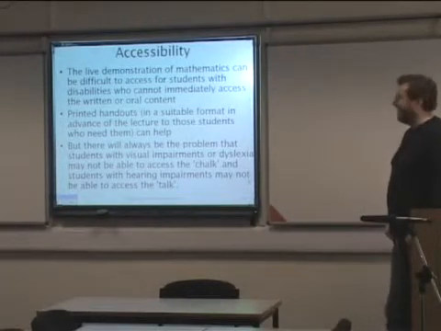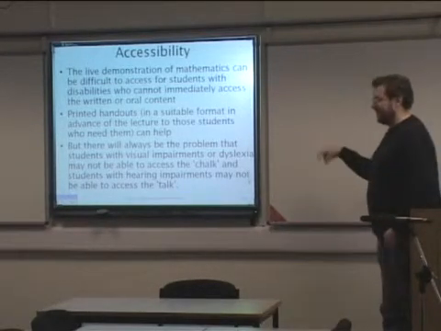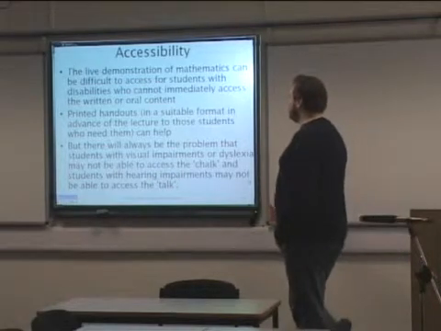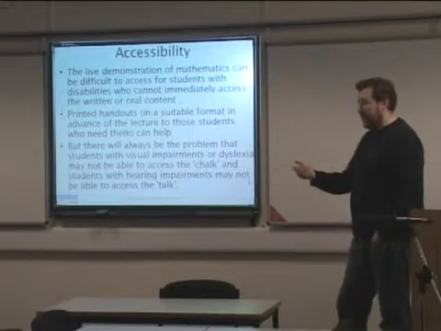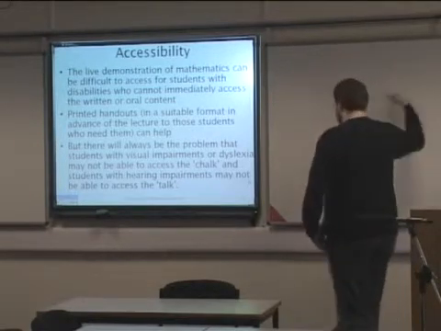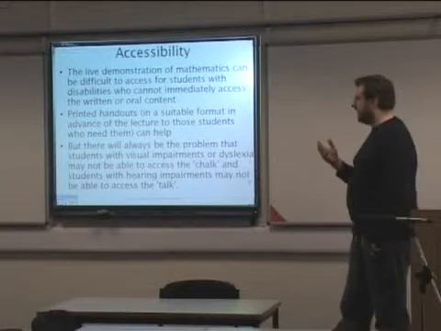Accessibility. I was going to say I've got one slide on accessibility, I think there's another one in a bit. So, the live demonstration of mathematics is awful for accessibility. Because if you can't see the board or you can't hear me, or you're lip reading me and I keep turning to the board to write on it, you've had it.